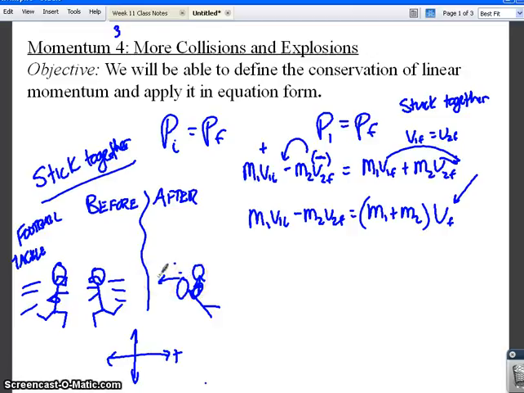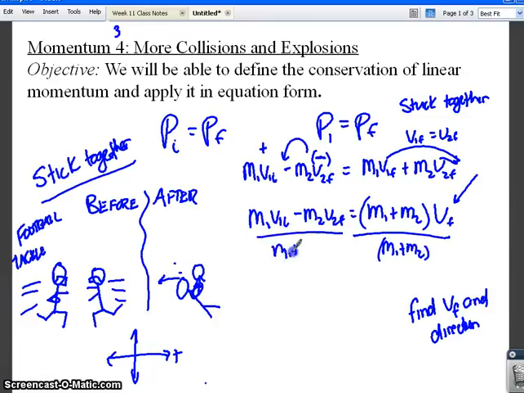That's going to make, and let's say the question started off with find V final and direction. Well, after we solve this whole thing, we're going to divide by M1 plus M2 on both sides. Okay, we're going to get a final velocity over here, and this final velocity is going to be negative. That tells us from this question that the direction means they are going that way.